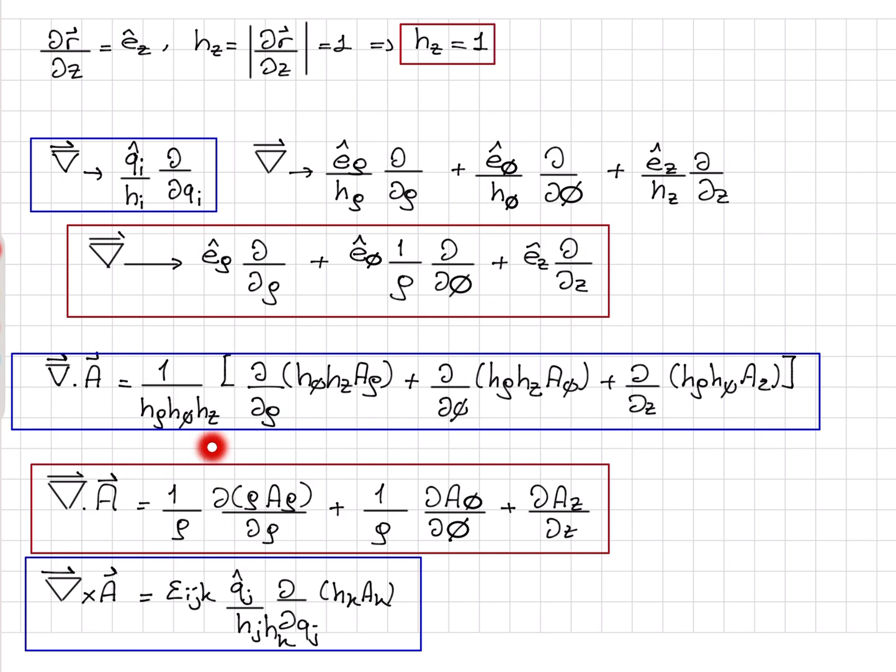Divergence is 1 over the product of scale factors del rho h phi hz a rho plus del phi h rho hz a phi plus del z h rho h phi a z, etc. So substituting the scale factors here, the first term is 1 over rho del rho a rho. The second term doesn't have any rho here because these are both 1. So I have 1 over rho del phi. And this one, however, has a rho in it, but the z derivative of rho doesn't exist, so the rho just comes out and 1 over rho cancels out. I obtain del az over del z.